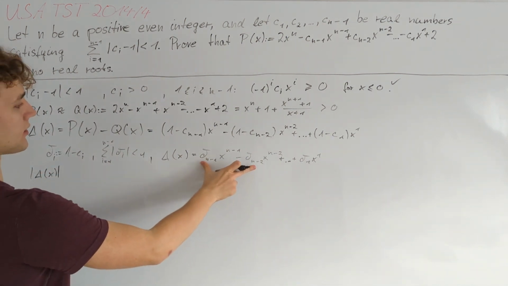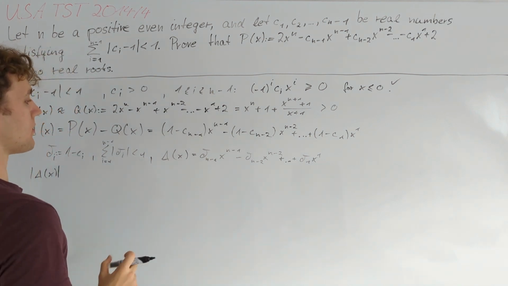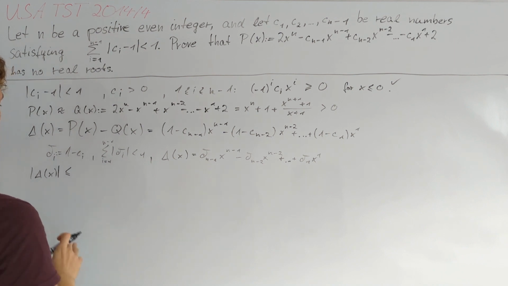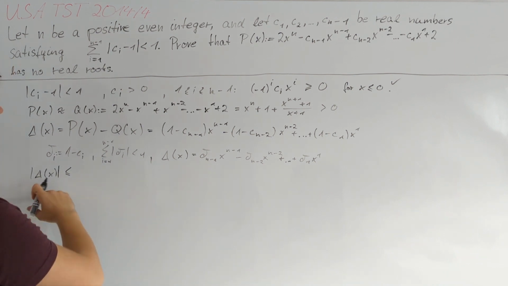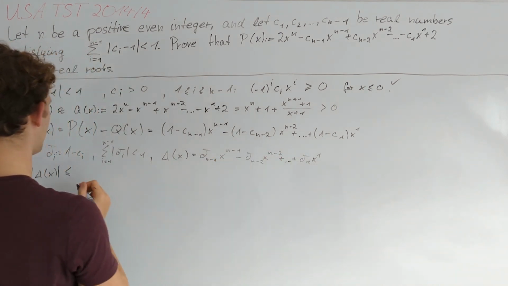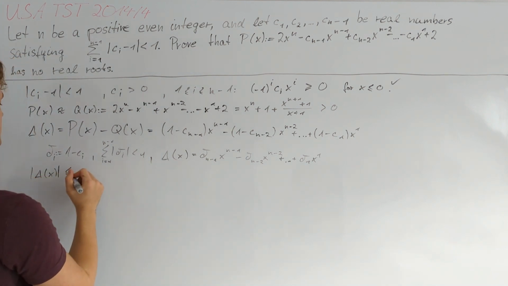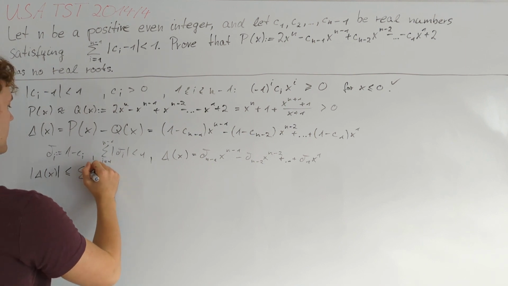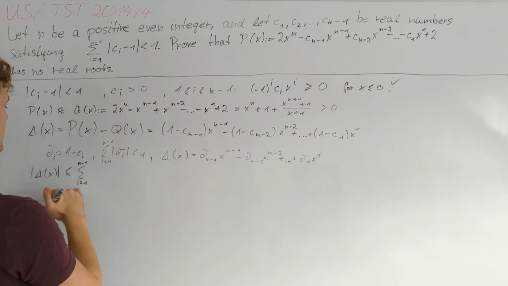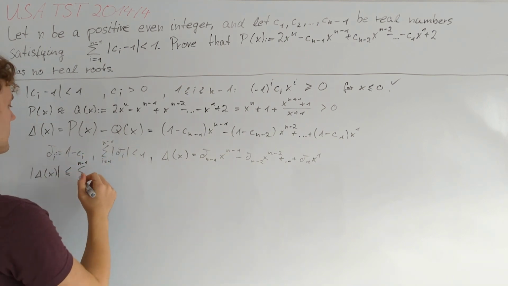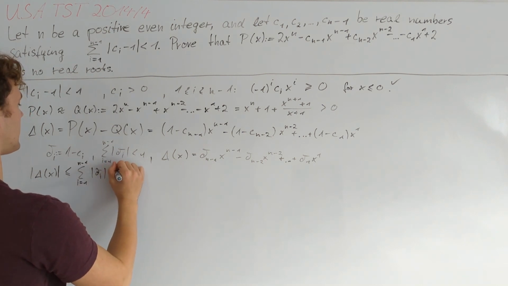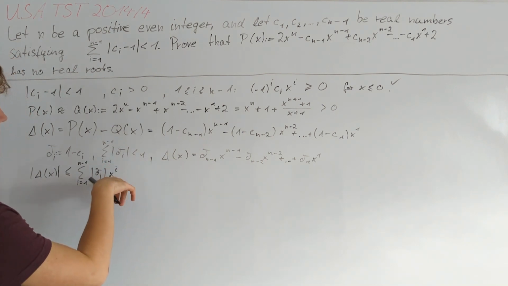Now, I am not going to write all of this down again, but rather I'm going to do one more step immediately, because we want to bound this absolute value from above, and we can use the triangle inequality, which tells us that the absolute value of delta of x is less than or equal to the absolute value of the sum going from i equal to 1 up to n minus 1 of the absolute value of d_i times x to the power of i, where x is of course positive.